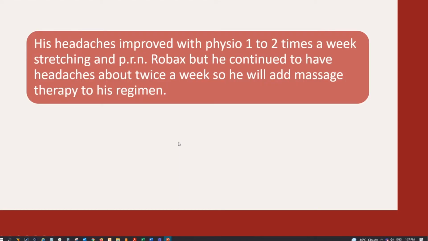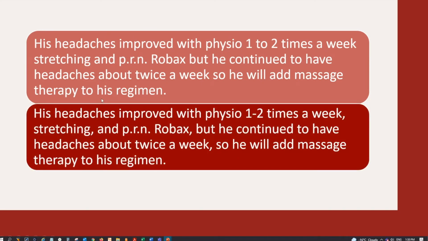Okay. His headaches improved with physio 1 to 2 times a week, stretching and PRN rollbacks, but he continued to have headaches about twice a week, so he will add massage therapy to his regimen.